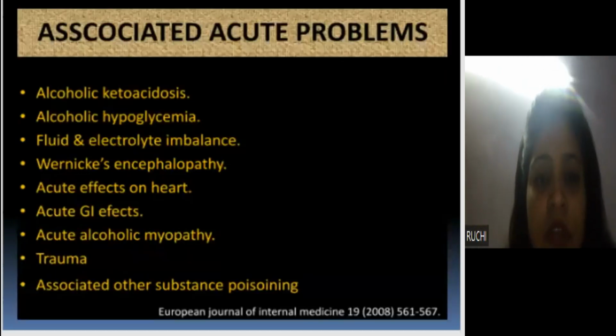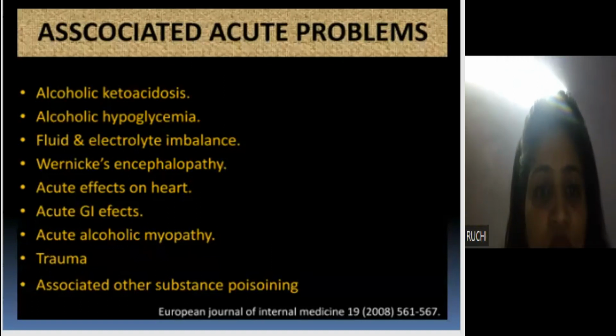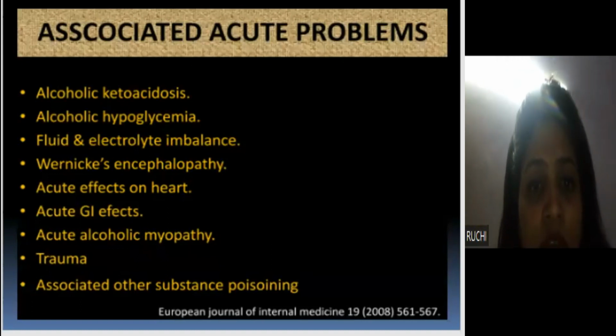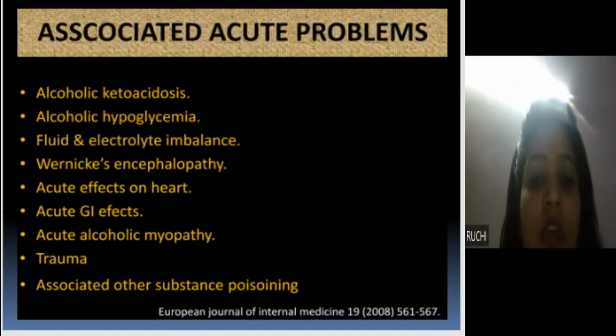Associated acute problems. All of us are very well versed with this. Alcoholic ketoacidosis, alcoholic hypoglycemia, fluid and electrolyte imbalance, Wernicke's encephalopathy. We have already talked about it. Acute effects on heart, acute GI effects, acute alcoholic myopathy, trauma, associated other substance poisoning.